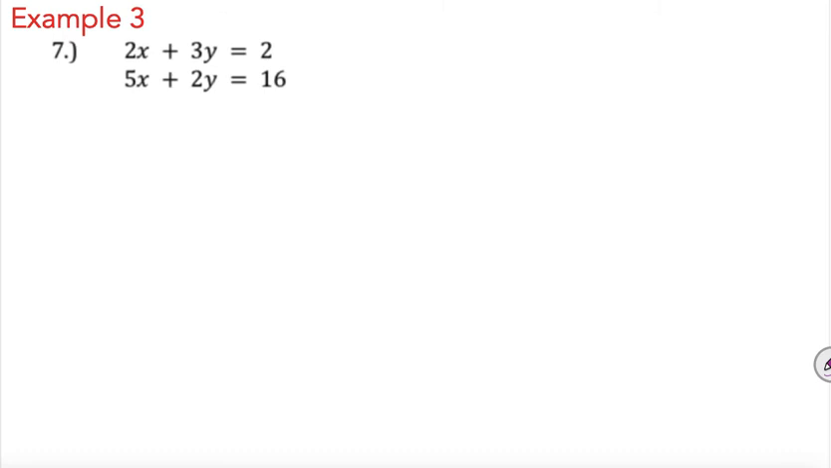So here on example number 3, we have the x's with coefficients of 2 and 5 and the y's with coefficients of 3 and 2. Now 2 does not go into 5 an even number of times, 2 does not go into 3 an even number of times, so neither of them are factors of each other. And so you just need to decide, do you want your x's to cancel or do you want your y's to cancel? So how could we decide?